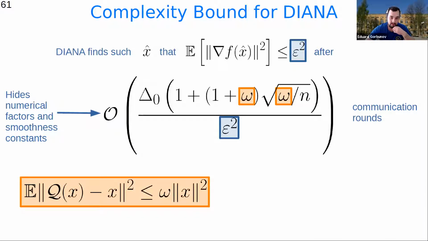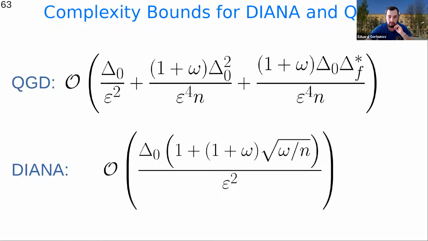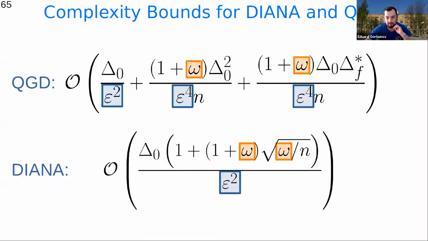But the dependence on omega is slightly worse, as I will show you on the next slide. The dependence on epsilon is better, but the dependence on omega is worse, because here we have omega over n, and here we have omega to the power 3/2 over n. But when epsilon is small, in this complexity bound, these terms dominate this one, and we see that the complexity bound for Diana is better.